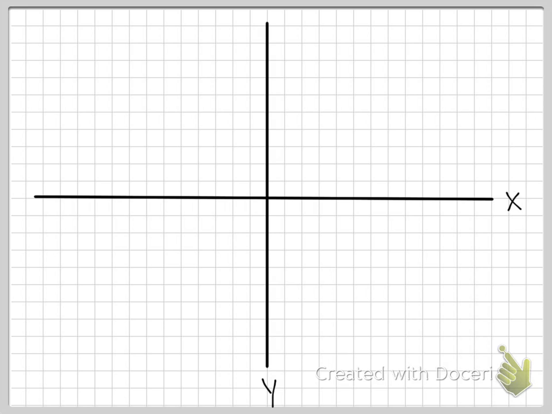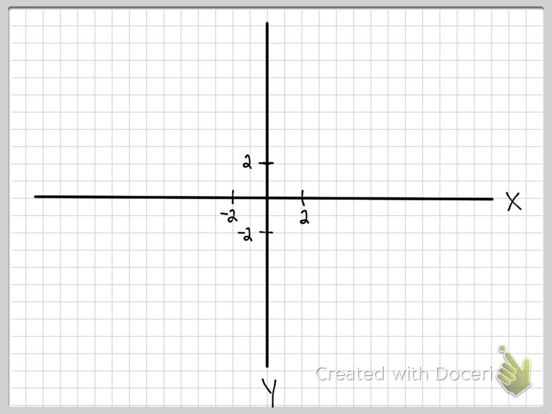So, from the point of origin, this is probably the most important part. I want you to skip a line and label each one exactly like I'm doing here. A positive 2, skip 1, a negative 2, skip 1, a positive 2 on the Y, and skip 1, a negative 2.